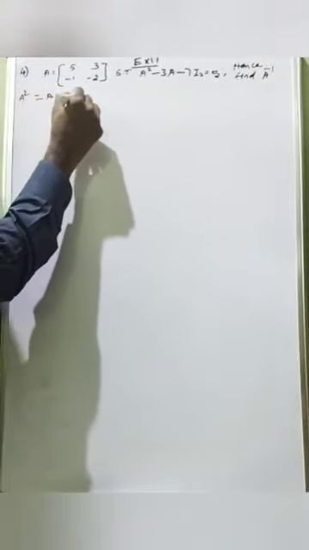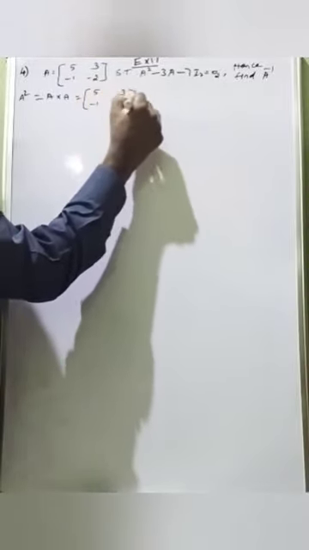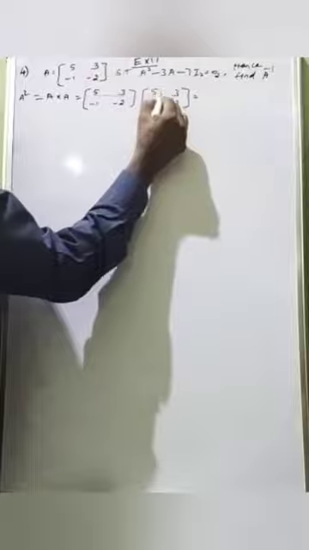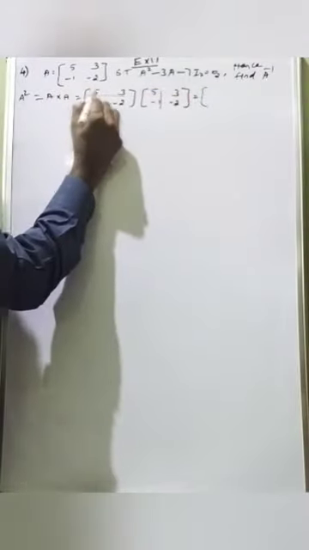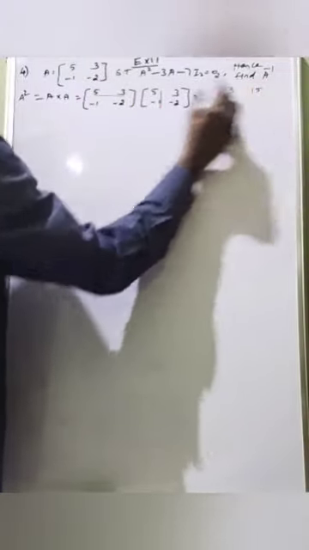Okay, so first find A square. How to find A square? A into A. So now here, 5 3 minus 1 minus 2, times 5 3 minus 1 minus 2. We have to multiply two matrices. Have in mind number 7. First row, first column multiplication: 5 5s are 25, then minus 3. First row, second column: 5 into 3 is 15, minus 6.